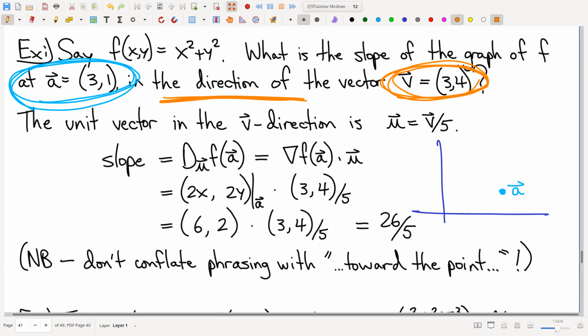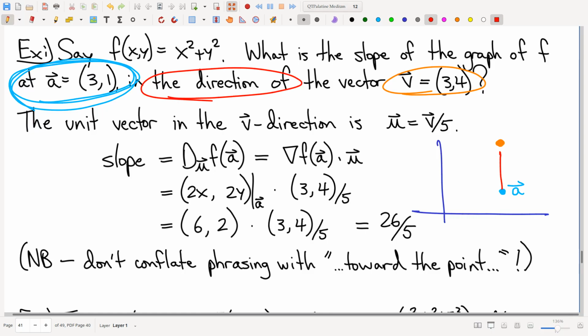So it would be completely wrong to say, okay, well, let me draw (3, 4). (3, 4) is about right there. And then "in the direction of," interpreting that as toward, would mean like that. This is a complete misinterpretation of the phrasing. But you can see how it's tempting, right? How a lot of students might misinterpret what's being said there. So again, you've got to be careful to interpret correctly.